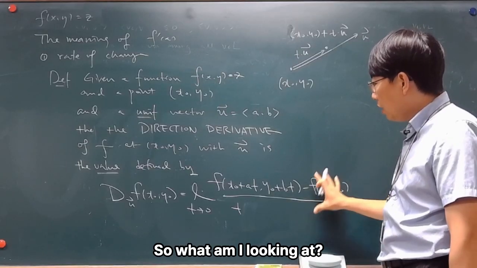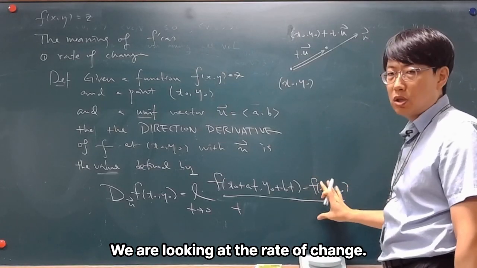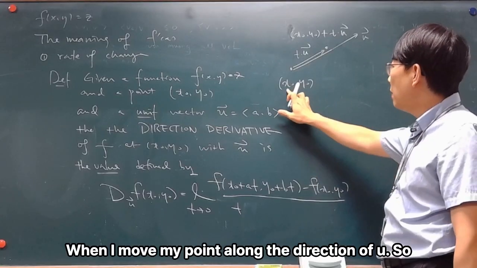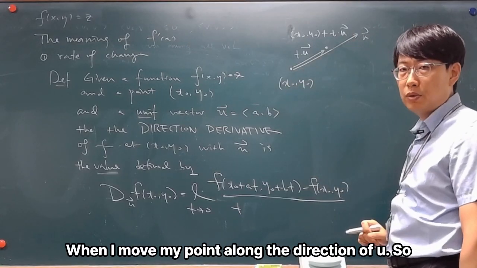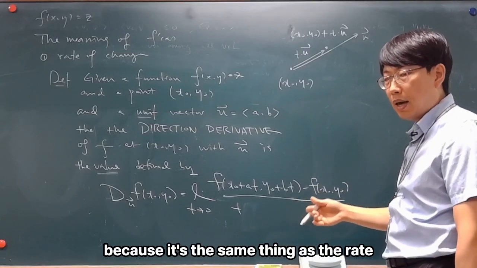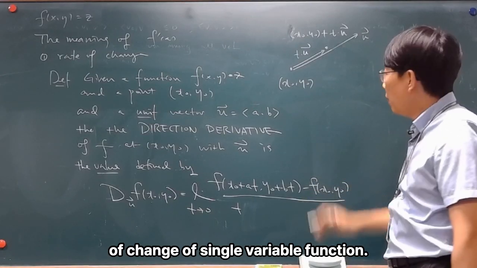So what am I looking at? We're looking at the rate of change. We are looking at the rate of change of value when I move my points along the direction of u. So that's why it's a number, because it's the same thing as the rate of change of a single variable function.